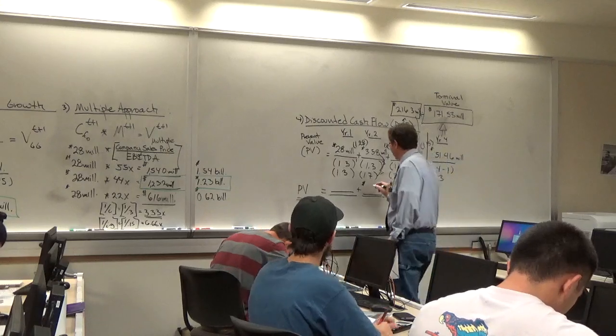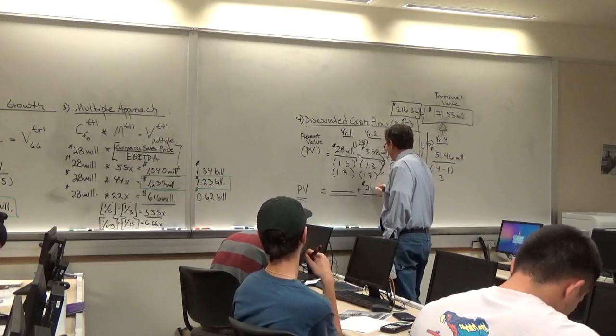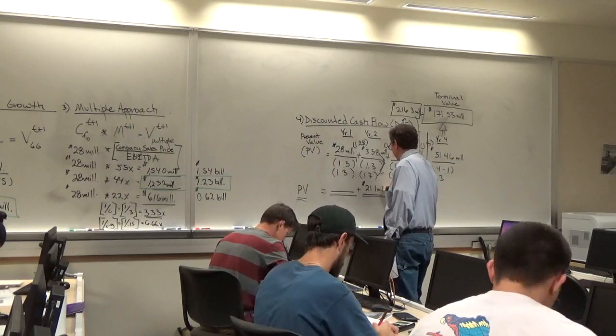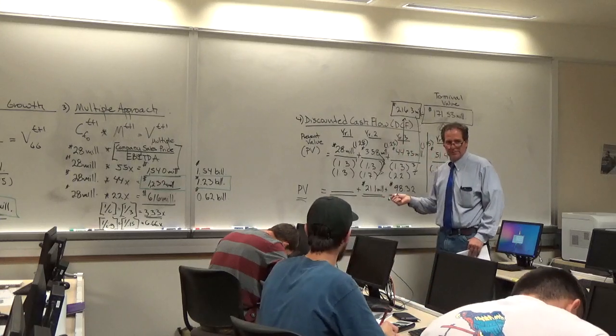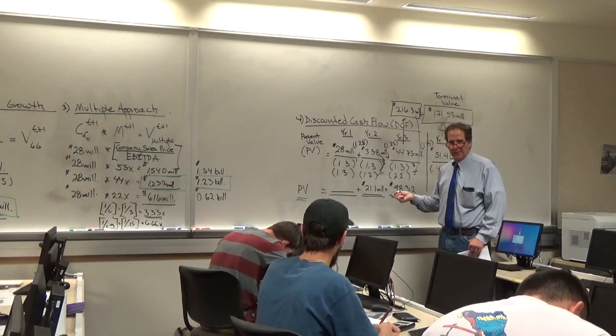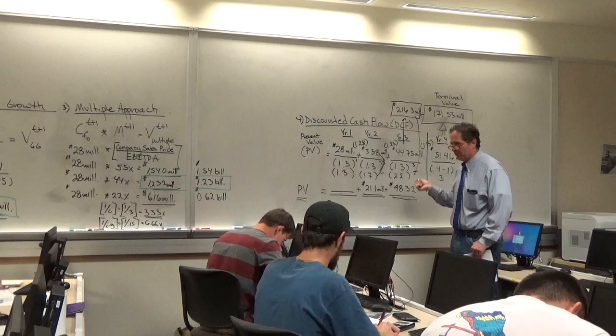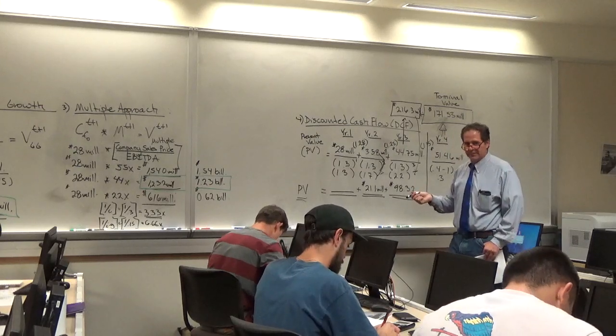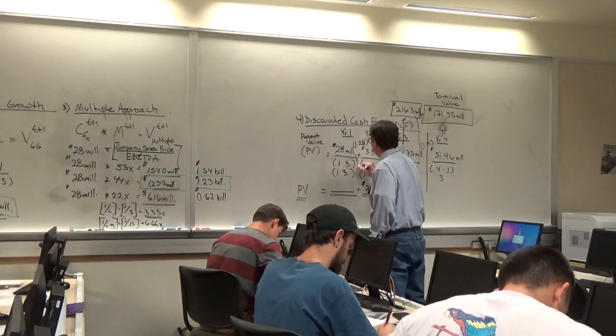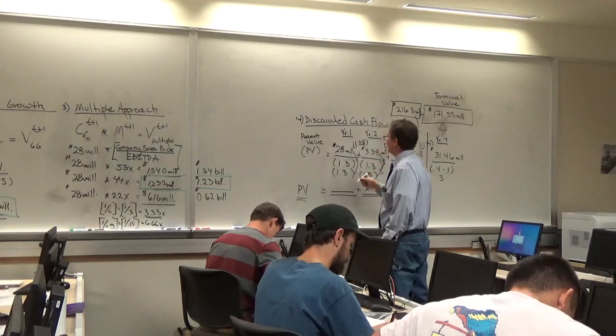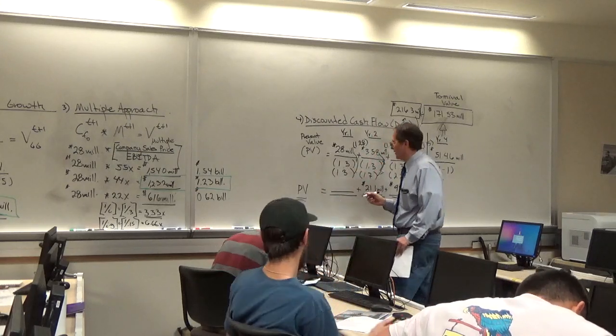21.05. What is it? 21.05. So 21.1? Yeah. 21.1, got it. And then what do we do? Divide 28 million divided by 1.3. Got it. And what's 28 million divided by 1.3?